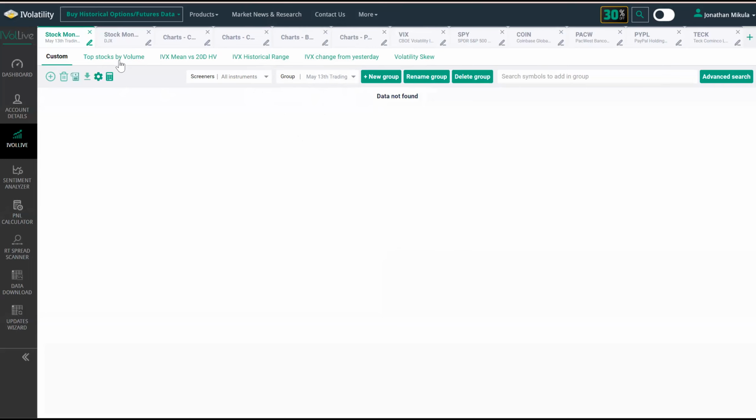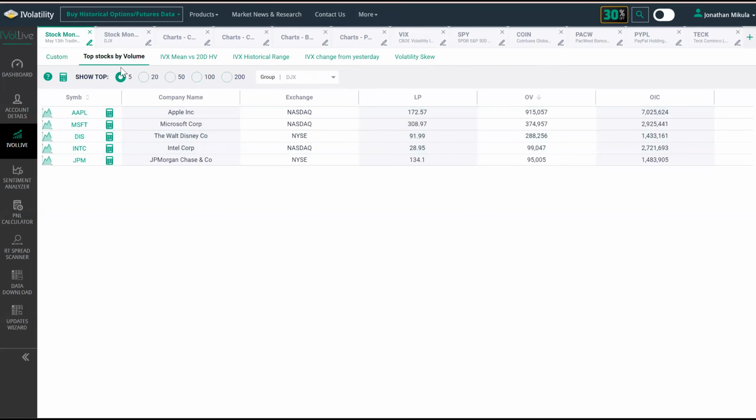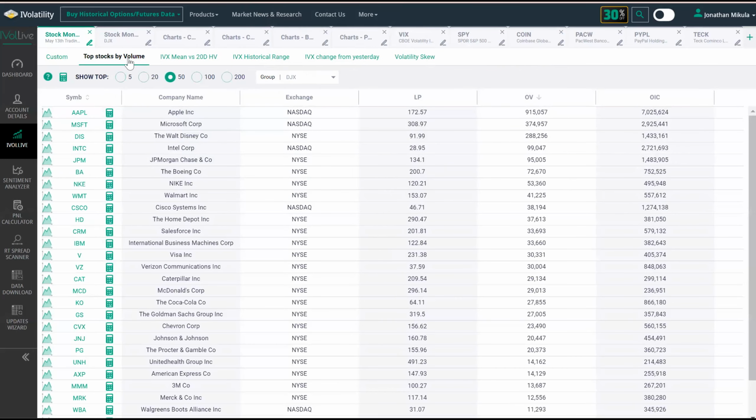The couple things that I do is I run this scan, top stocks by volume. It's super simple. All you have to do is click on it and then decide how many results you want to see and what grouping you want to see those from. In this case, the system just ran all the numbers on the Dow, DJX, and it will sort by options volume. So you could see on Friday, Apple had the most options volume with 915,000 contracts traded, which was almost 3 times as many as the next runner-up, Microsoft, and then Disney was in third.